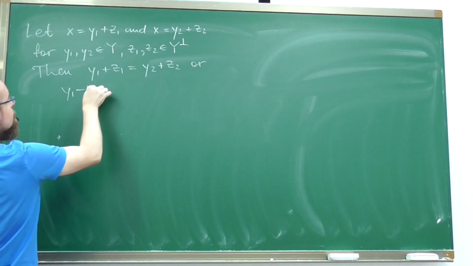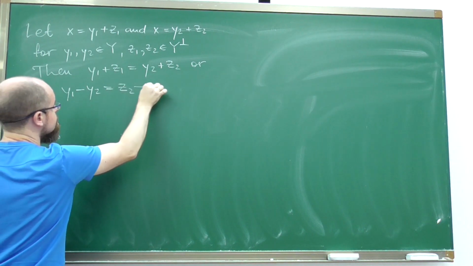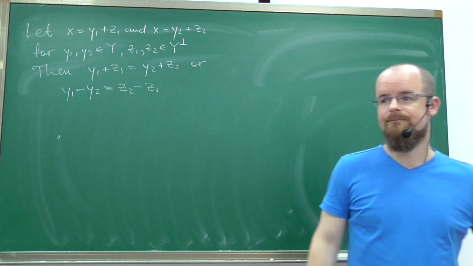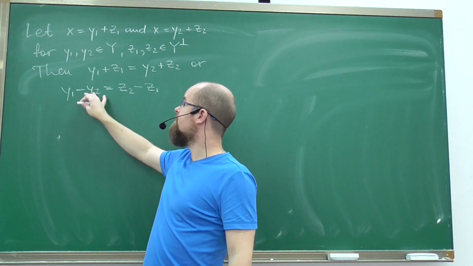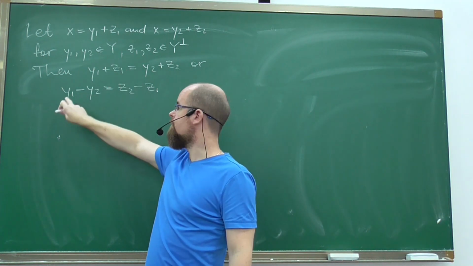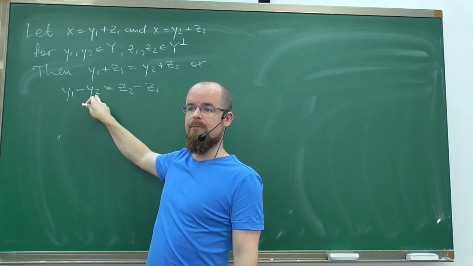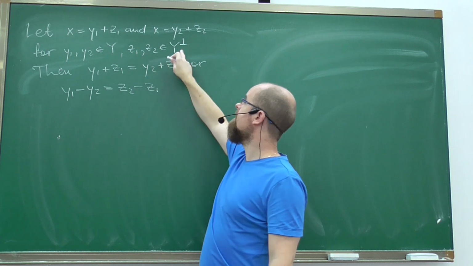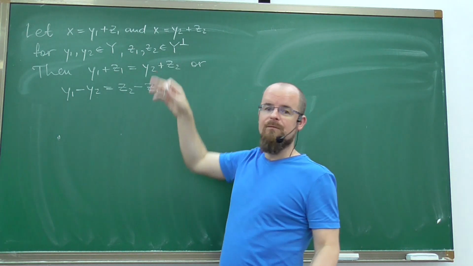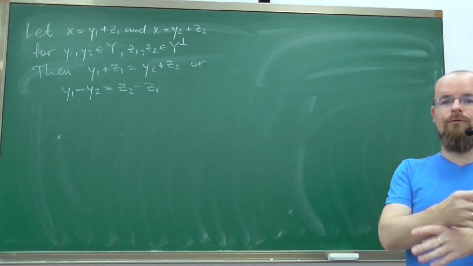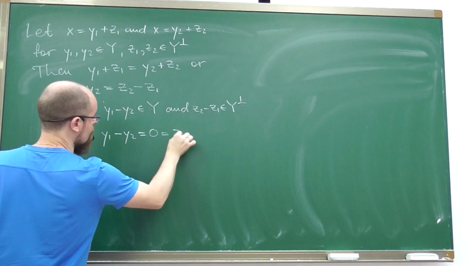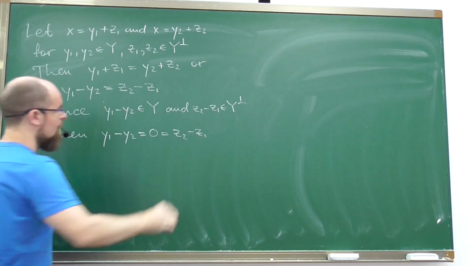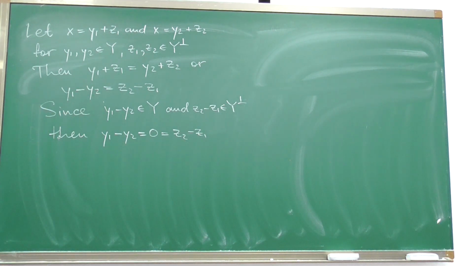y1 minus y2 equals z2 minus z1. But what do we have here? y1, y2 are elements of y, so y1 minus y2 is also an element of y. But on the right, we have an element of y complement. So a subspace and its orthogonal complement, if they do intersect, only intersect at 0. Which proves that y1 equals y2, z1 equals z2, and so the decomposition is unique.